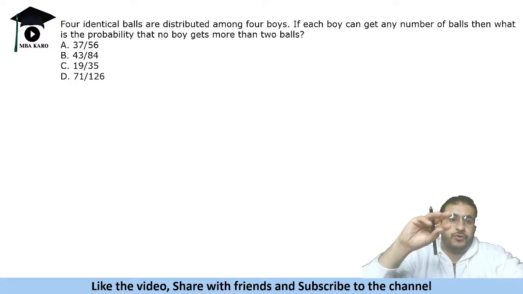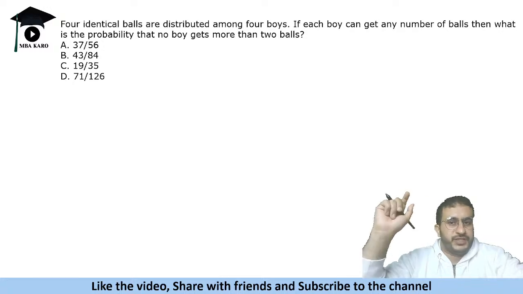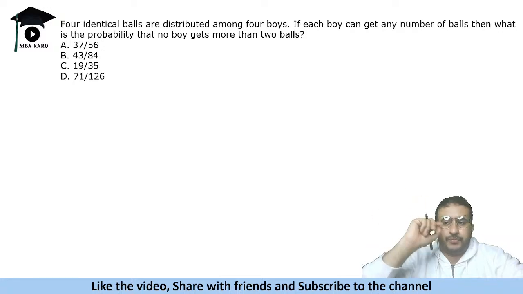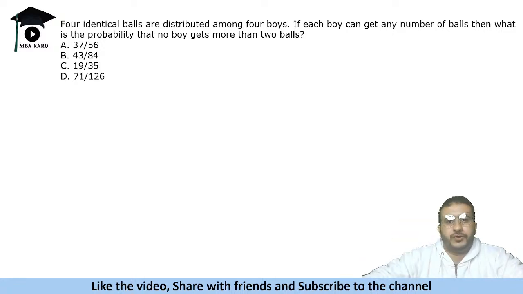So there are four balls that are distributed among four boys. Each boy can get any number of balls. What is the probability that no boy gets more than two balls?